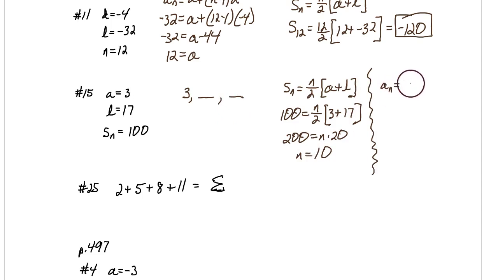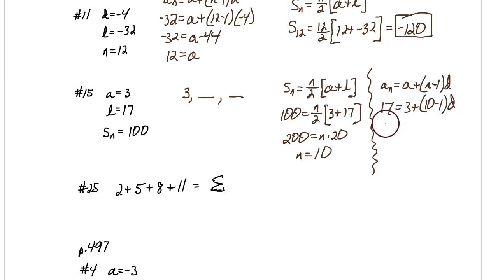A sub n is equal to the first term plus n minus 1 times d. And by using 10 for n, we know that that's referring to the last term, which we're told is 17. The letter A is 3. Again, we were using 10 for n. And then d becomes our unknown. When you solve this out, you'll know the answer for d.